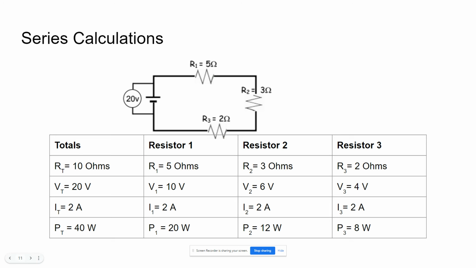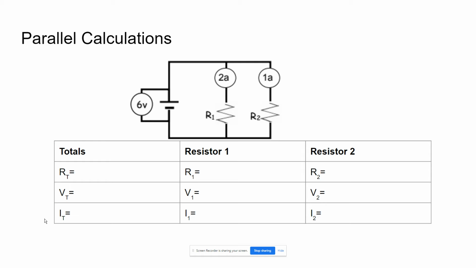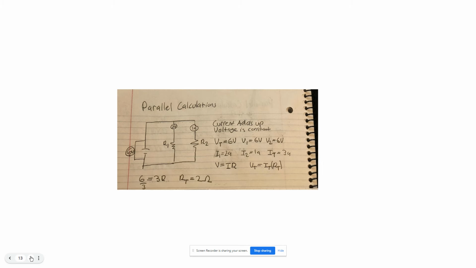Okay. So some things to keep in mind with parallel calculations is that voltage is constant and current adds up to the total, and resistors are added 1 over R. This doesn't necessarily need to be applied to this example since you won't really need to add resistors together, but it's good to know, especially for the combination circuits.